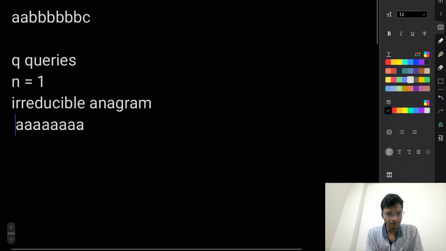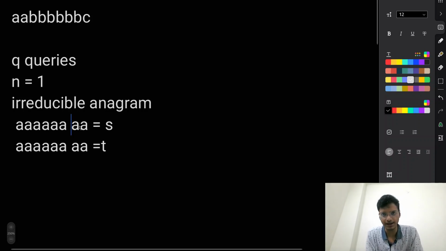If we try to rearrange and make some t that is equal to s, so if we try to make partitions, it will always be a reducible anagram. So when will an irreducible anagram come out?